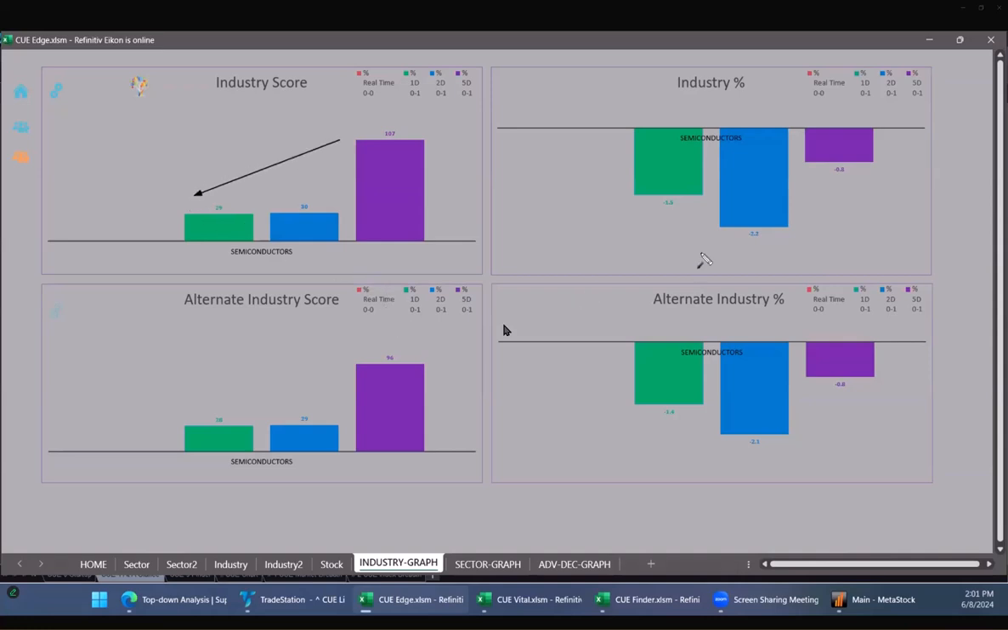Semiconductor score coming down, percentage performance negative for multiple time periods. I'm not going into all the detail. Alternate industry score coming down. I would also like to look at not only the 5 day to 1 day, and then during market hours, again, the real time will also fill up. I would like to look at the longer term rotation of the industry.